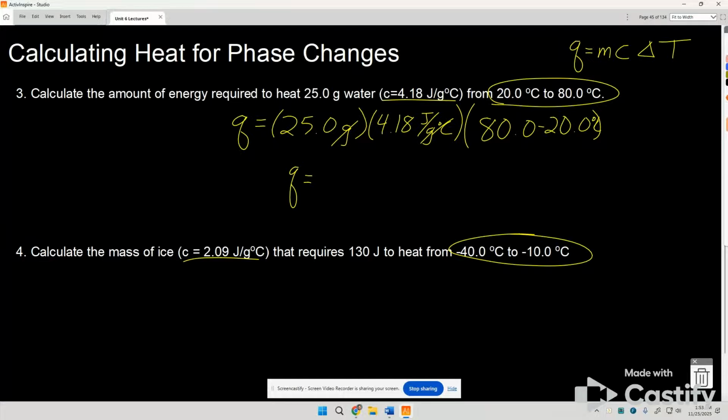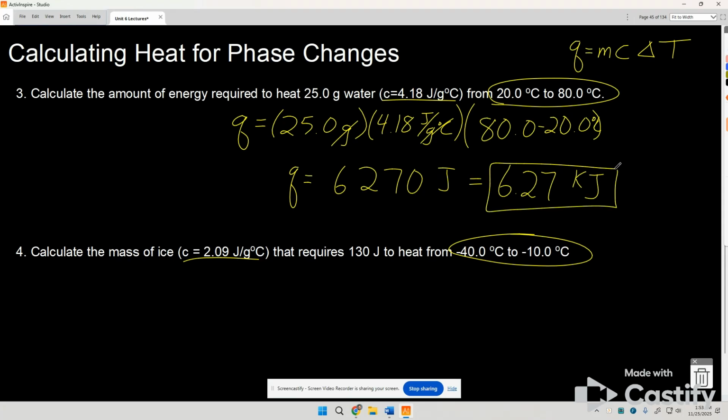So I'm going to do 60 times my specific heat times my grams, which gives me a total of 6,270 joules, which we could also write, if we wanted to, as 6.27 kilojoules. Remember, a kilojoule is 1,000 joules. So because we had 6,000 joules, we could write that in kilojoules if we wanted to. That's how much energy is needed to heat that water up 60 degrees.